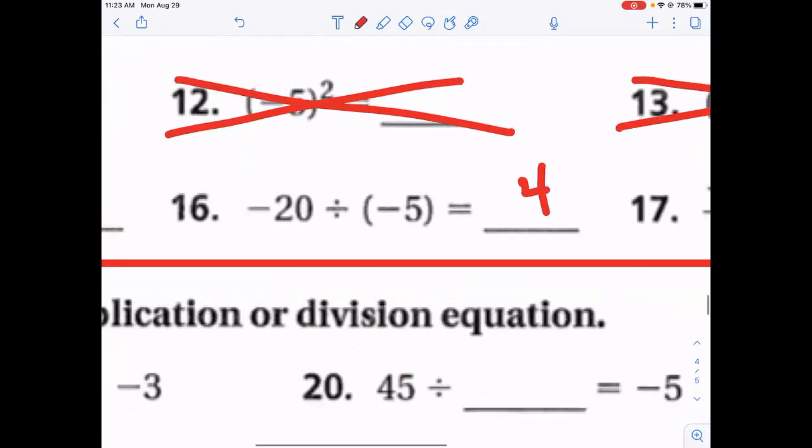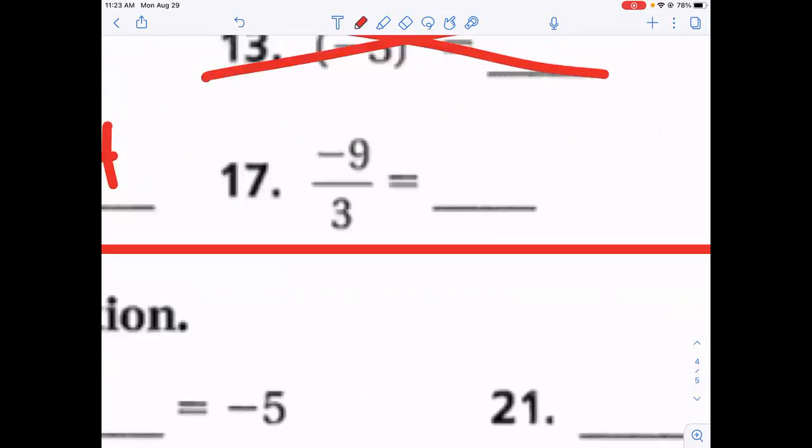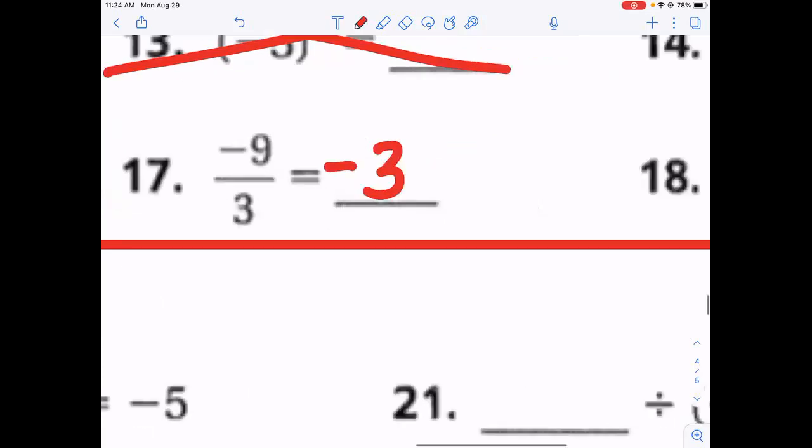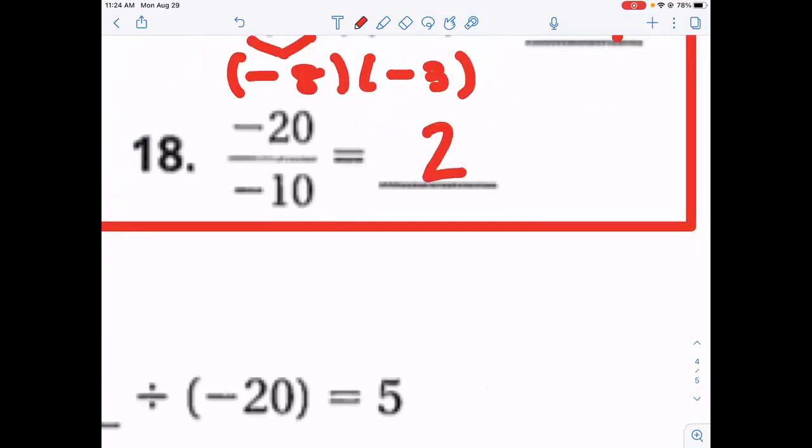Okay, and then Cordell, what's 17? What's 9 divided by 3, Cordell? Just look at me. What's 9 divided by 3? 6. Okay. And if we have a negative divided by a positive, look at me, Cordell, that gives us a negative 3. See, you got it, Cordell. All right, Jada, what did you get for 18? 2. A negative 20 divided by a negative 10 is going to get us a positive 2.